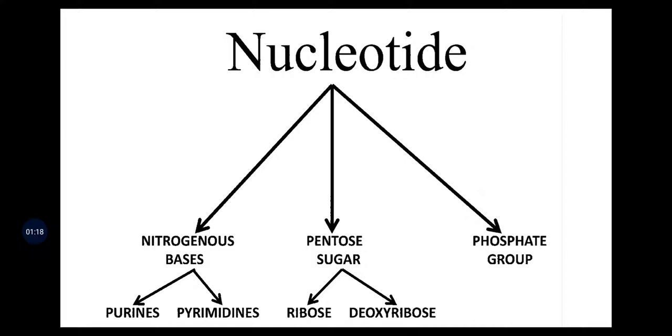Nitrogenous base and pentose sugar together are called a nucleoside, and when a phosphate group is added to it, it is called a nucleotide. If we come to the individual components, nitrogenous bases have purines and pyrimidines. As you know, adenine and guanine come under purines, and thymine and cytosine in case of DNA, and cytosine and uracil in case of RNA, come under pyrimidines. If we talk about pentose sugar, there are two types, ribose and deoxyribose. RNA is ribonucleic acid, meaning the pentose sugar present here is ribose, and DNA has deoxyribose sugar.